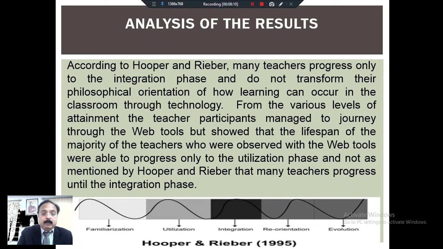So this is very, very important. What Hooper and Reber mentioned is most of the teachers only go through utilization phase. So utilization phase is only here. Until only utilization phase, the teachers were able to go, and not, as mentioned, many teachers progress until the integration phase. So what Hooper and Reber says is everybody goes until integration phase. But in this particular study, we found that the majority of the people are able to only traverse until utilization phase.